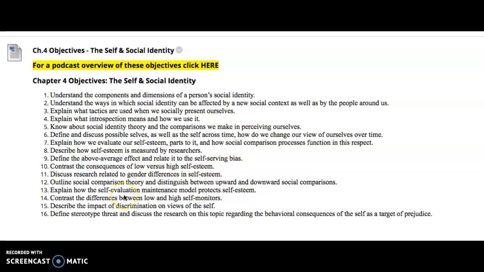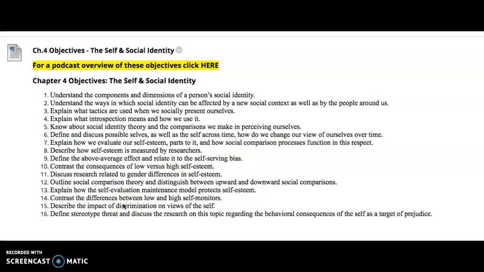Explain how the self-evaluation maintenance model protects self-esteem. This is a buffer. This model describes the means with which we try to protect and buffer our self-esteem.